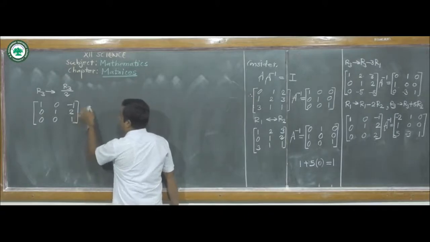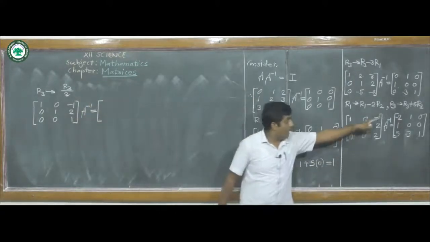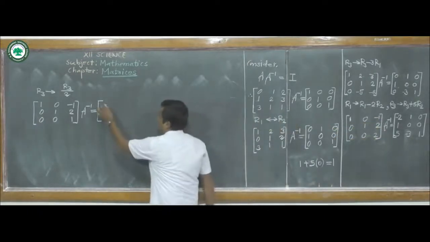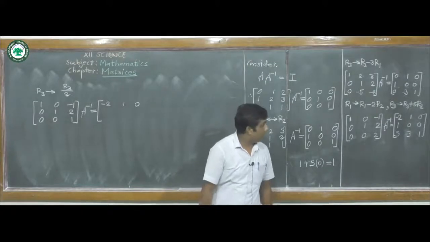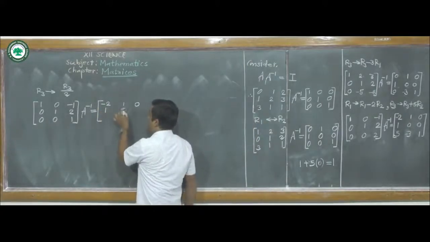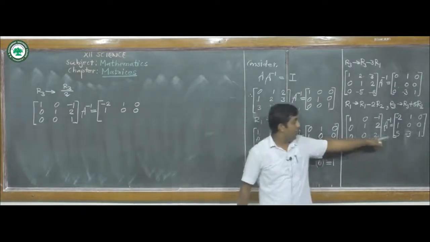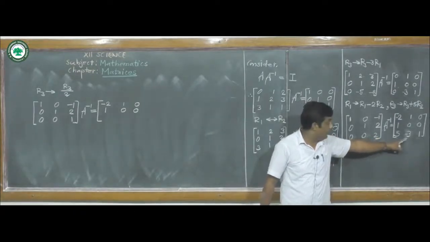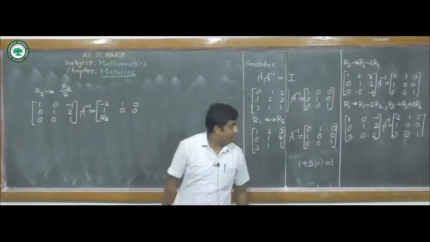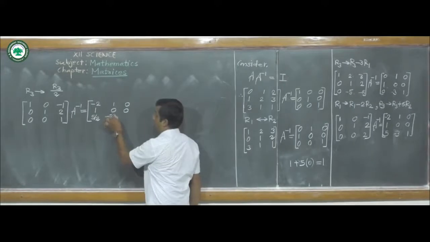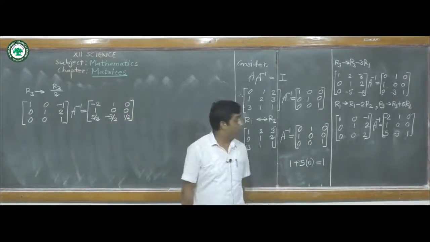Then A inverse is equal to, here again we keep first row and second row as it is. That is, minus 2, 1, 0 in the first row. Then for the second, 1, 0, 0. Next, we divide each element of row 3 by 2. We get 5 upon 2, then minus 3 upon 2, and in the last, 1 upon 2.